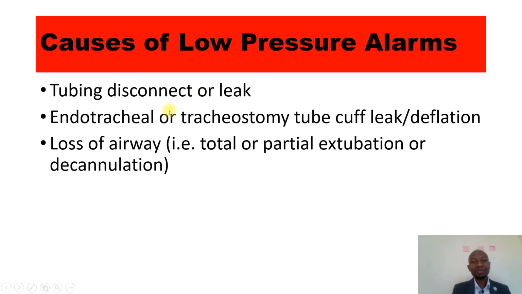And then sometimes you may get an alarm on the ventilator that shows low pressure alarm. Check the circuit and check the system, both the ventilator and the patient's airway or the endotracheal tube, to find out if there is any of these problems. For example, is there tubing disconnect or leak? Is there any leak within the tubing?